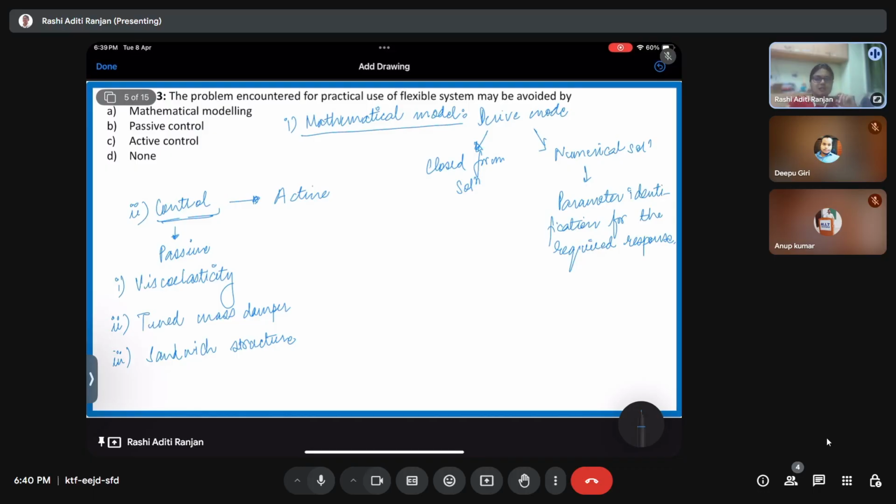Now this is again a passive response. Why passive? Because with the change of vibration, this is not going to change. Once I've made my material and it has a certain viscosity, that viscosity is not going to change with time. The viscosity property is going to remain the same.